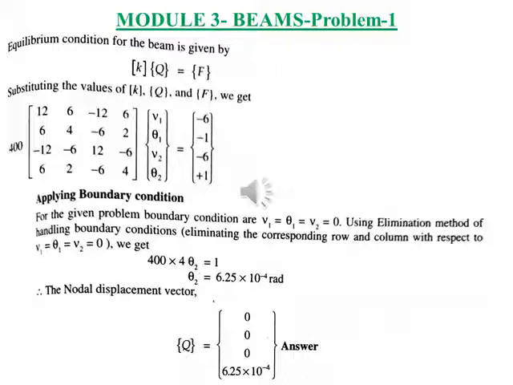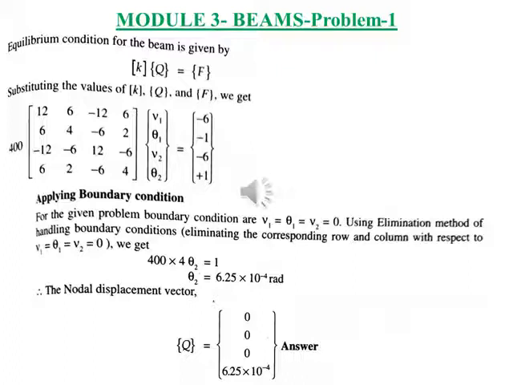So applying the boundary condition, we know that mu1 and theta 1 and mu2 are equal to 0, because at node 1 it is completely fixed. It cannot move in either the x-axis or y-axis. At node 2, rotation is allowed.